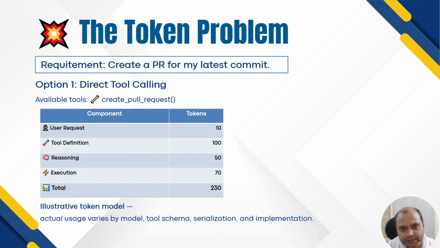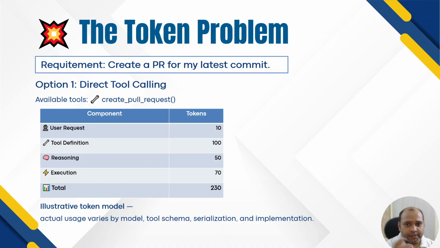So try to understand the token problem. My requirement is simple: create a PR for my latest commit, right? That I can achieve with the help of direct tool calling, because the available tool is, let's say, create a pull request. And try to understand this token economics. This is illustration only. So here you can see the user request.